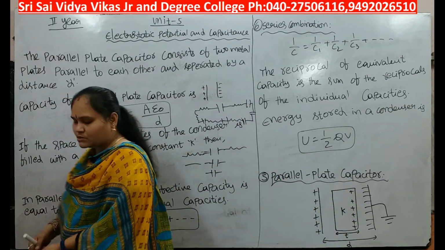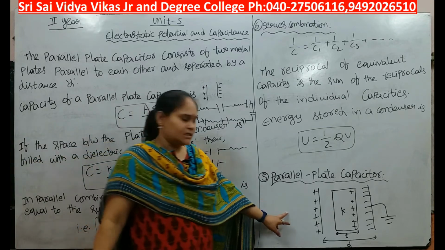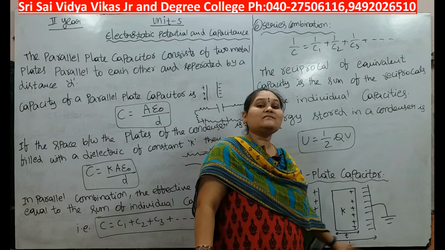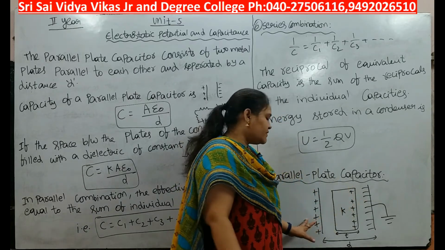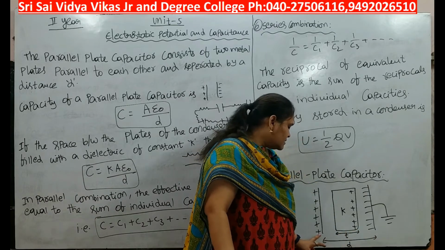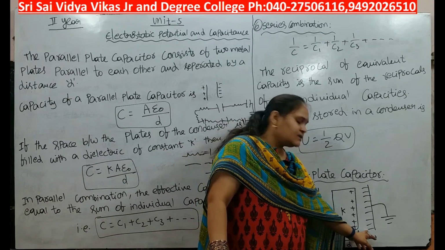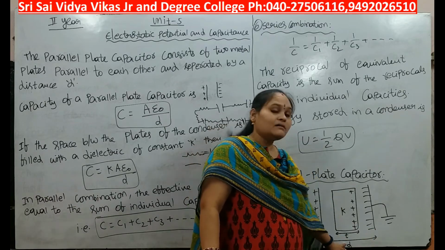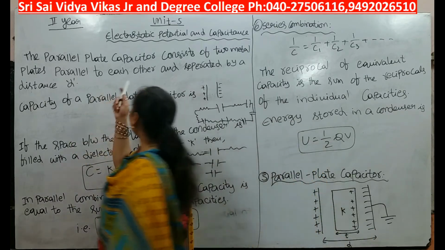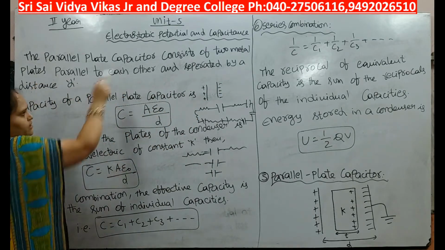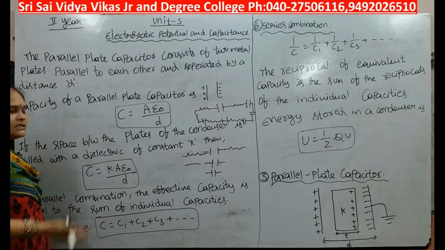First we are observing the parallel plate capacitor. This is the capacitor. First we are taking two plates. This is the positive plate and this is the negative plate. The distance between these two plates is d. So the parallel plate capacitor consists of two metal plates parallel to each other and separated by a distance d.